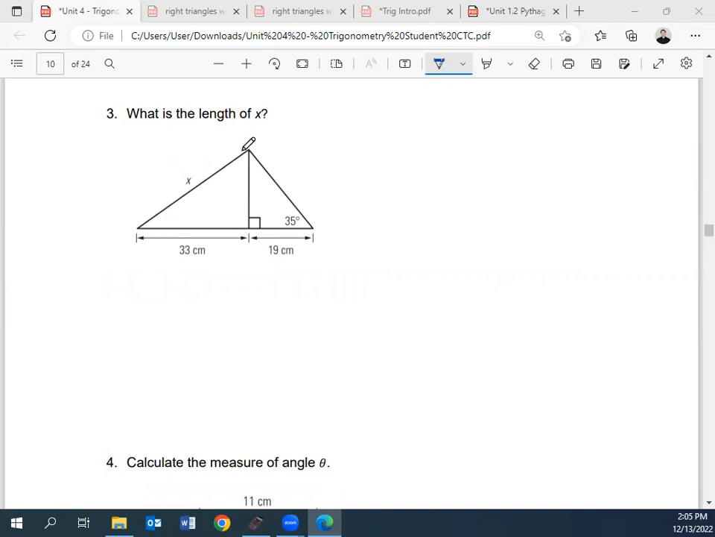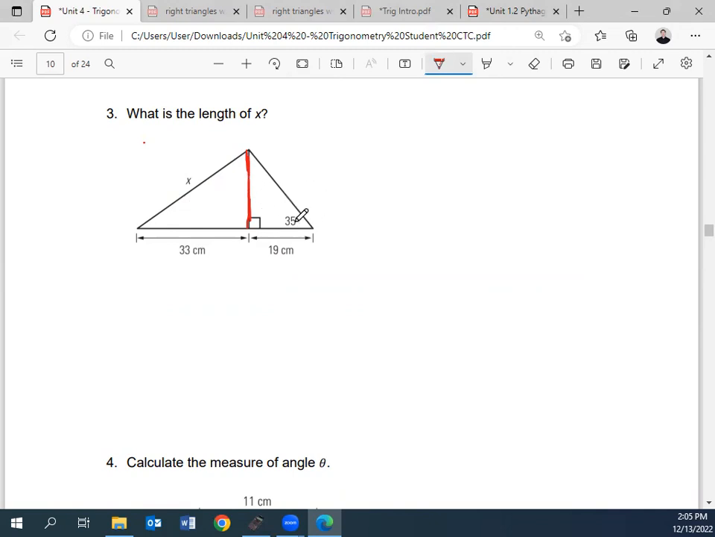So the ultimate goal here is we're trying to find the length of this, the hypotenuse. But to do that, we need to get the length of this line, don't we? Because then we can use Pythagoras, right? So we need to get the length of this line. And to do that, we need to use this little triangle on the right.